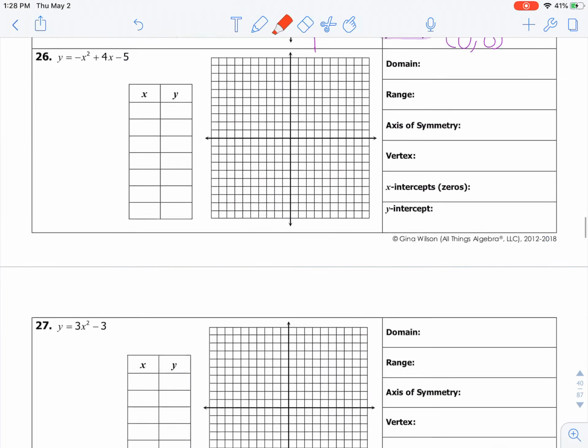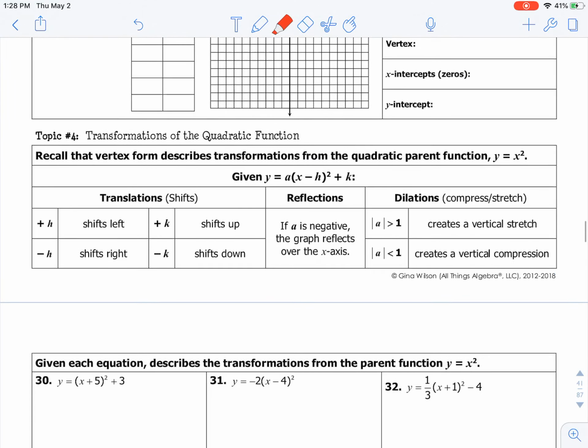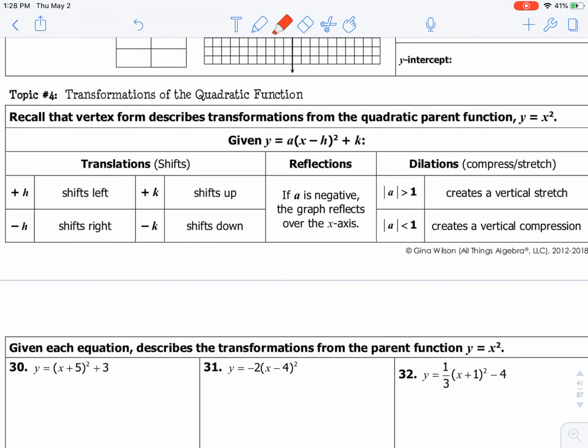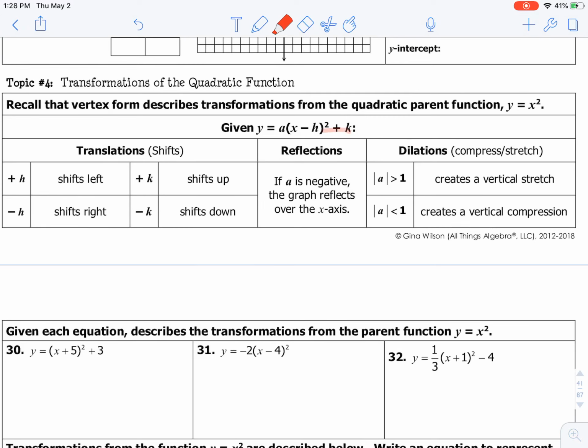And really, we use vertex form the most for talking about those transformations. So when they give me a quadratic in vertex form, it tells me about my transformations. Inside of the parentheses, when it is plus an h number, plus shifts it left, minus shifts it right.